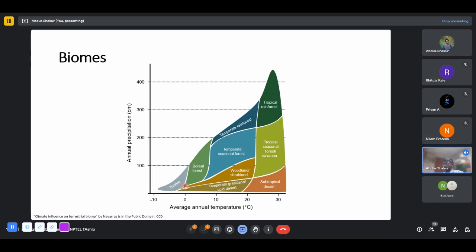This is what is found mostly in the northern latitudes, and so are boreal forests. You have a slightly higher amount of precipitation compared to tundra, and slightly warmer temperatures. When you have the highest precipitation and highest annual temperature, the biome that you see is mostly the tropical rainforest, right? And then similarly, savannas and so on.